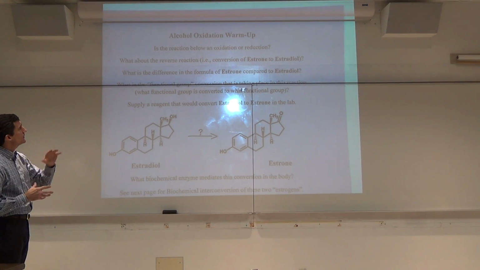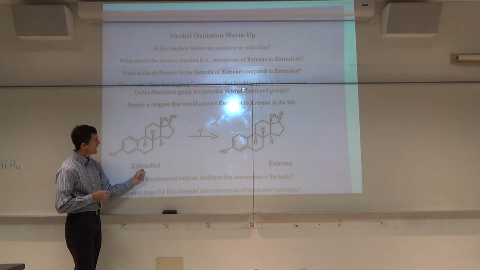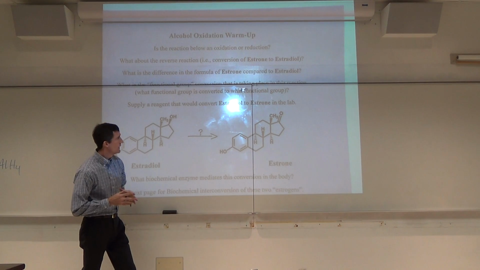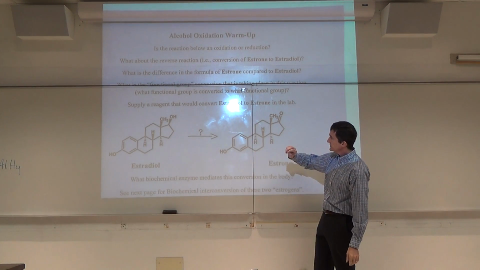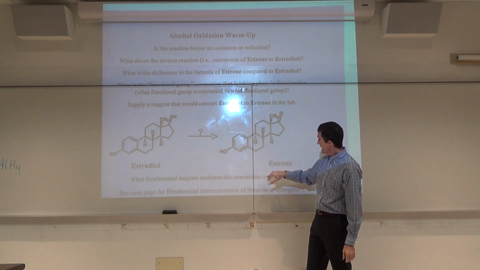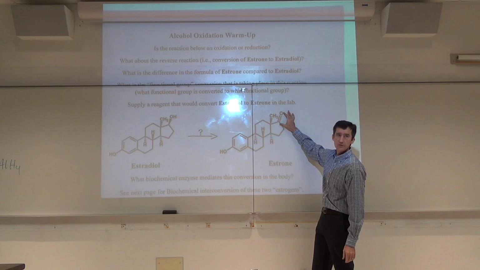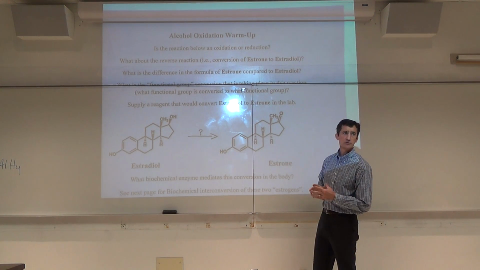Okay, alcohol oxidation, very important. Here's just an example. Estradiol has this alcohol up here. It is converted in the body by oxidation to estrone, which now has the ketone. Okay? So this is estrogen conversion.